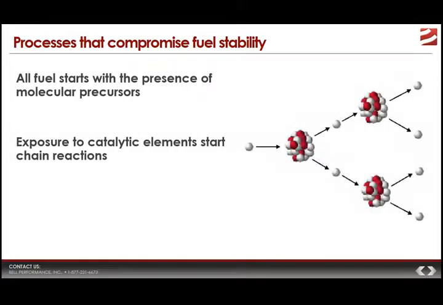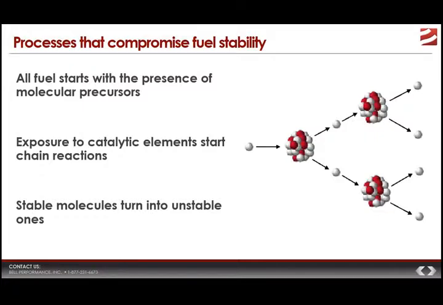Now, as the fuel gets exposed over the course of its life to what we call catalytic elements, certain kinds of things, these things help contribute to the start of chain reactions. And as you know, the nature of a chain reaction is such that once you have one reaction, that leads to 2, which leads to 4, which leads to 8, and so on and so forth. Now, the result of these chain reactions is that a lot of these molecules that previously were stable in the fuel get turned into unstable ones.